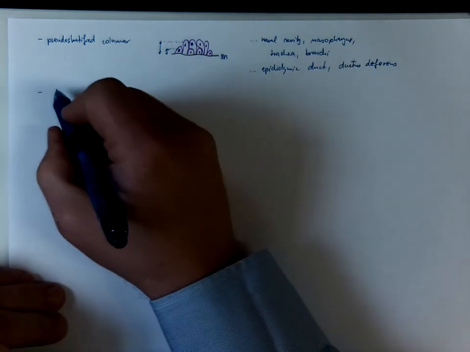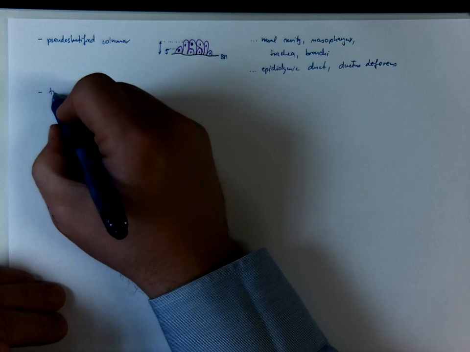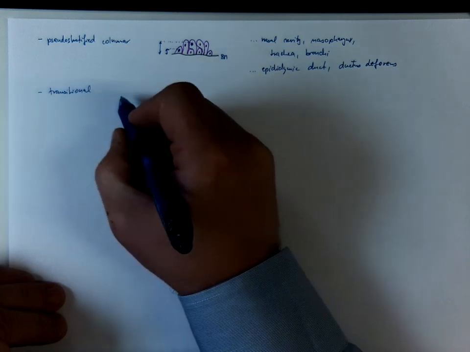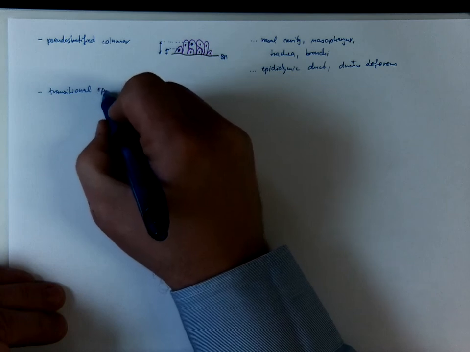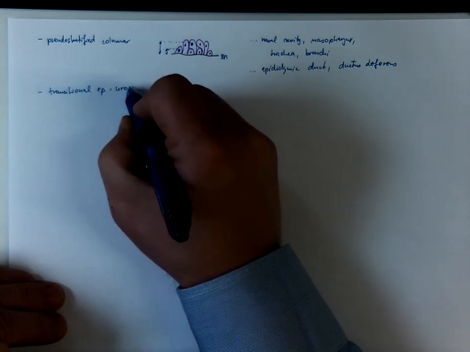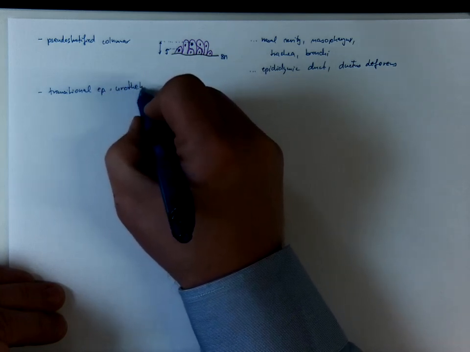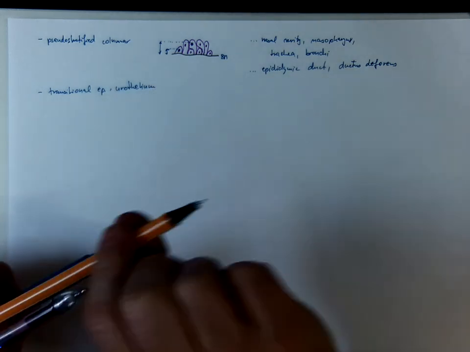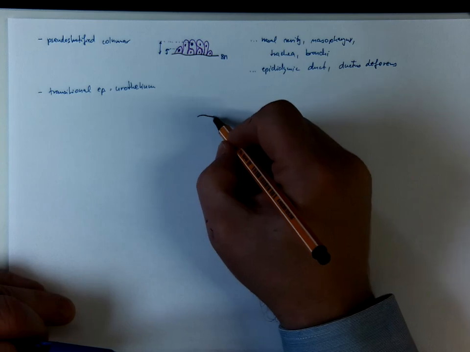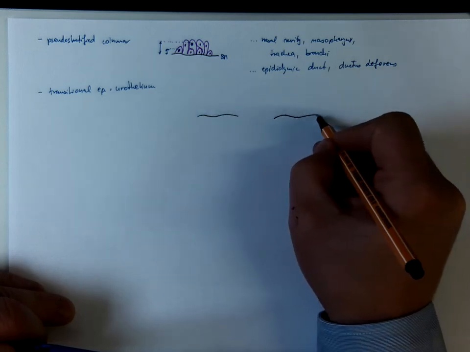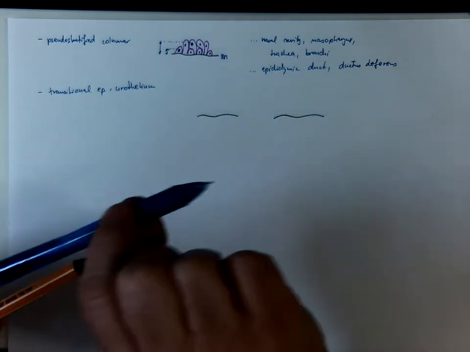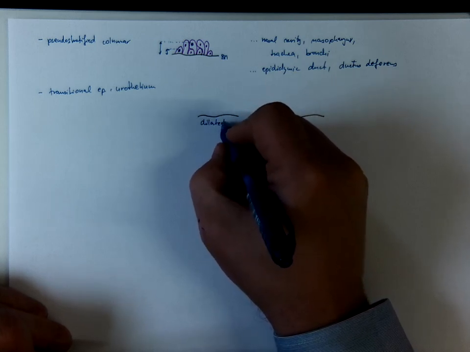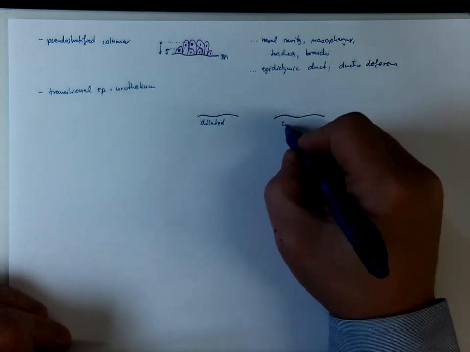Another special epithelium is called transitional epithelium or urothelium, because it occurs only in urinary passages. It occurs in two forms. Let's consider a dilated urinary bladder and a contracted one.